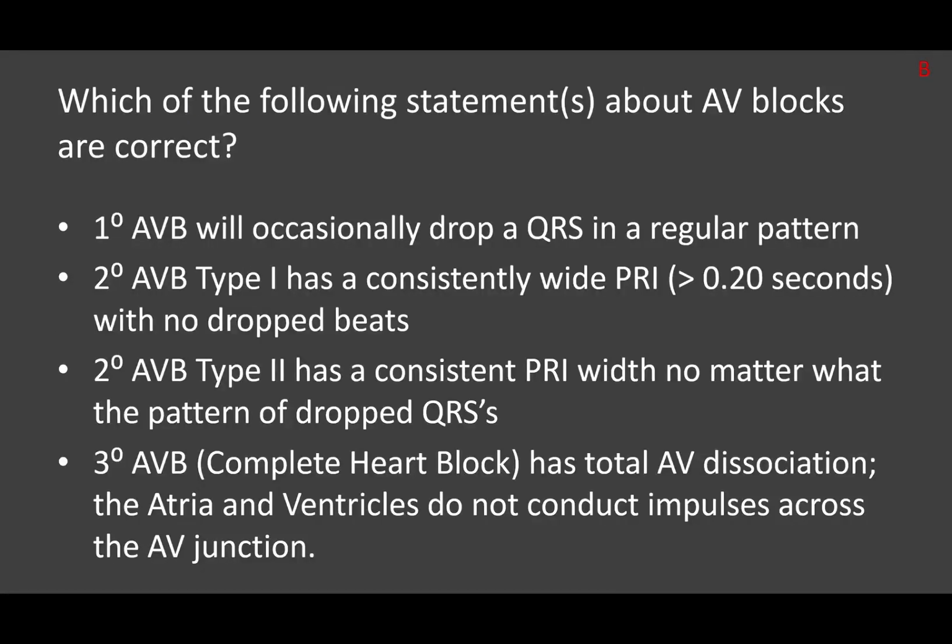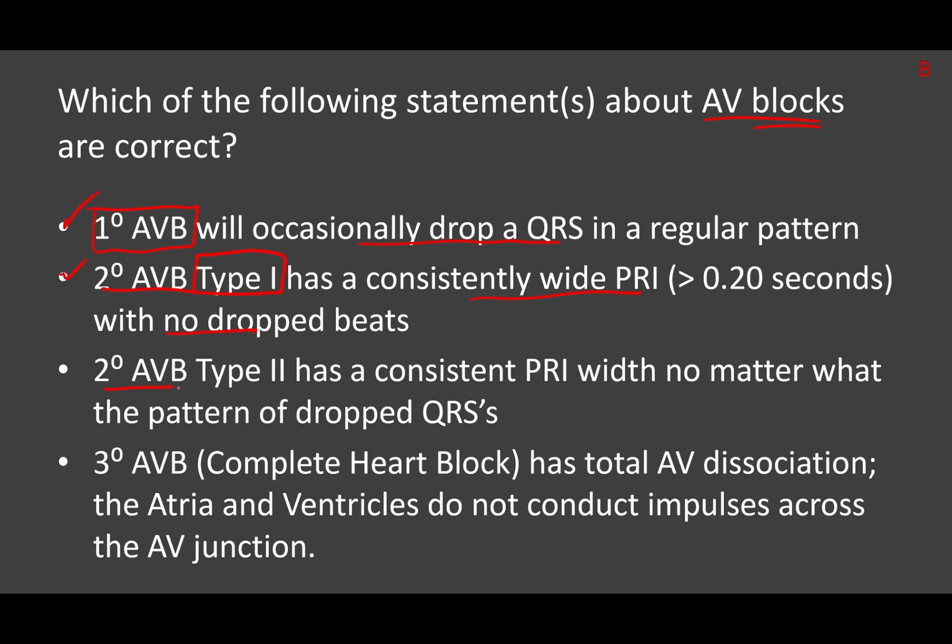Which of the following statements about AV blocks are correct? We'll just go through these one by one. First degree AV block will occasionally drop a QRS. Nope, we know that's incorrect right away because first degrees never drop a beat. Second degree AVB Type I has a consistently wide PRI with no dropped beats. That's wrong because we know all second degree blocks drop QRSs. That's one of the hallmarks of that.